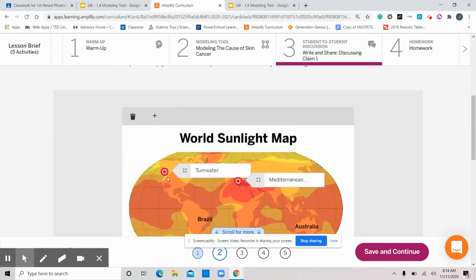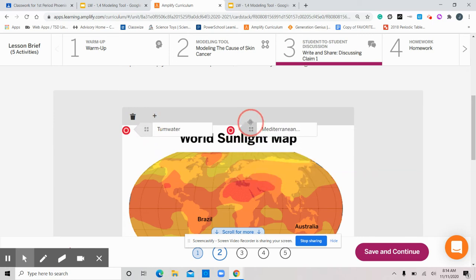So if we look at this map, I already put some tags here. Sorry, my bad. I was playing around earlier. You won't see these on yours.